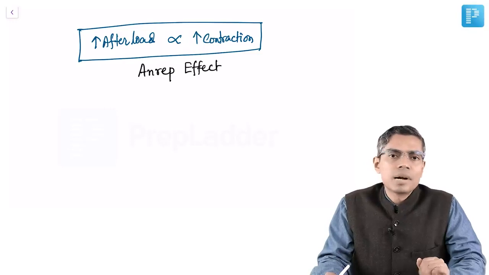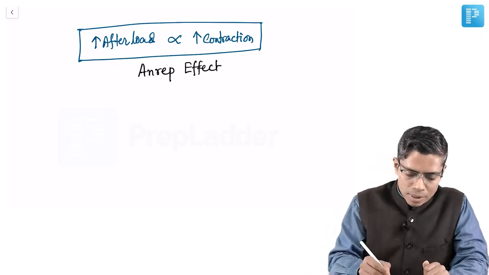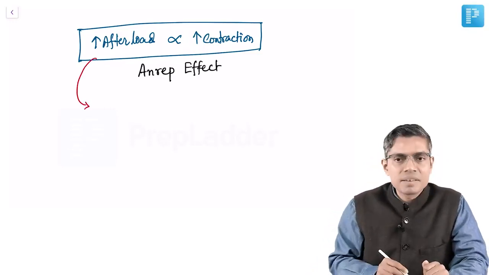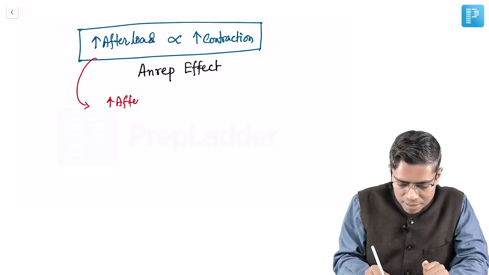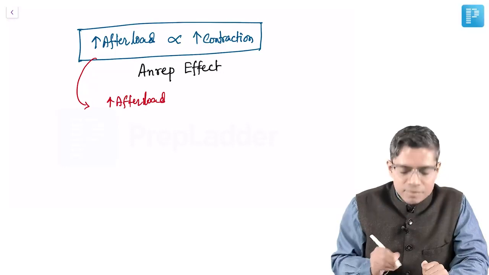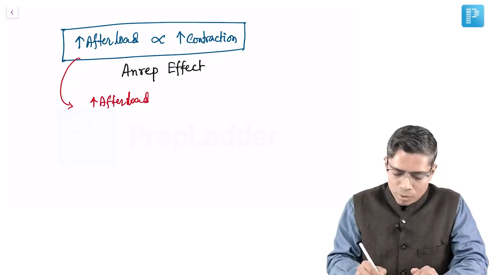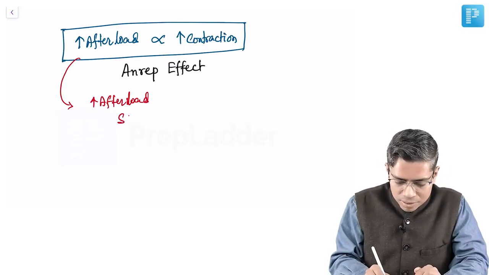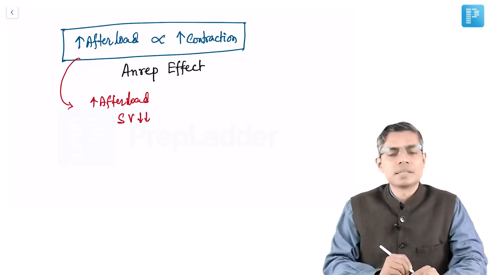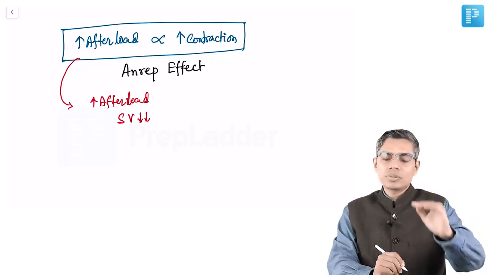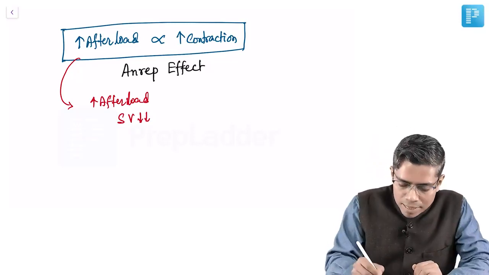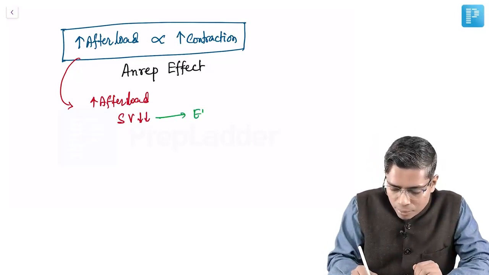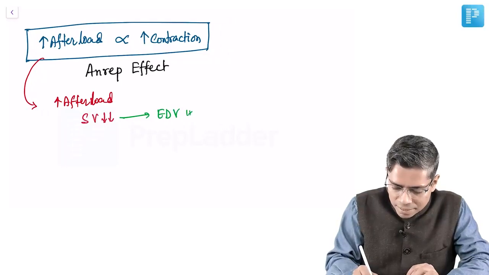How is this going to happen? If you look at the mechanism of this Anrep effect, suppose suddenly there is an increase in afterload in a ventricle. What will happen to the stroke volume? We have just discussed that the stroke volume is going to decrease. Now, whenever the stroke volume is decreased than normal, what will happen to the end diastolic volume in the next cycle?